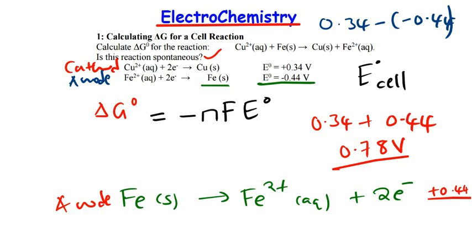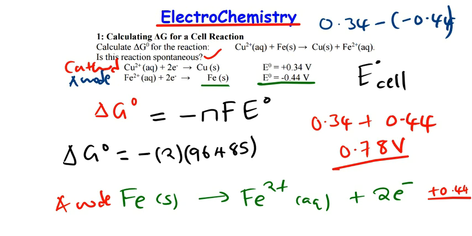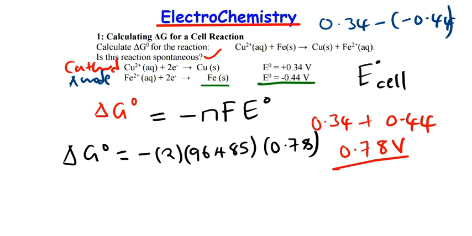Calculating our Gibbs free energy therefore becomes: substitute n, which represents the number of electrons, so you've got minus 2 multiplied by the Faraday's constant, which will be given in your exams, 96485, and 0.78, which is our standard cell potential. All you have to do is grab the calculator and punch in the values. The units for the Faraday's constant are coulombs per mole.